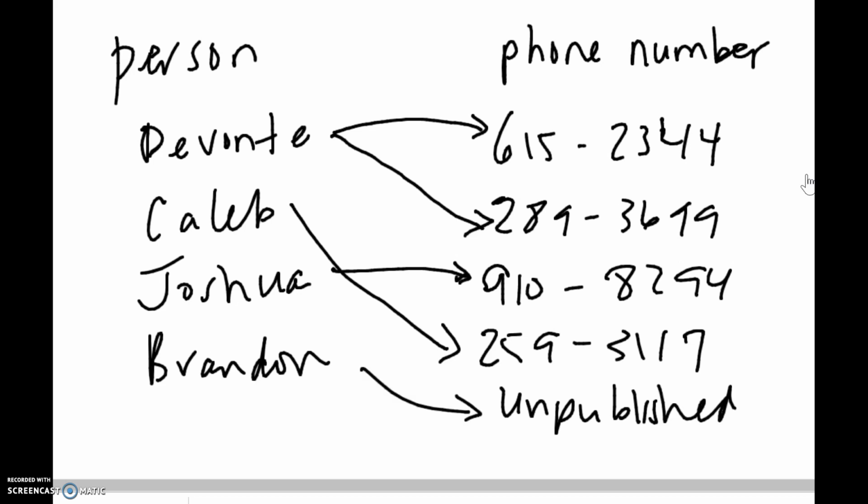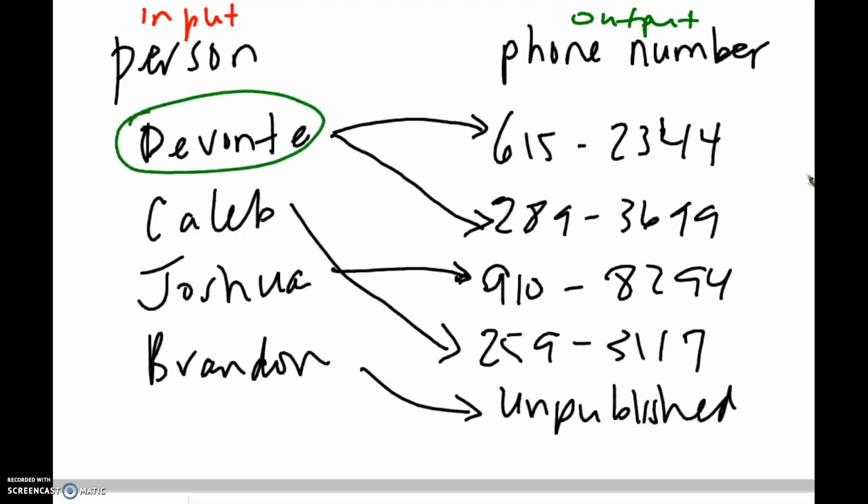Well, look what happens here. The person is the input, the phone number is the output, and in this case, we see that Devontae has two numbers. So Devontae, the input, would repeat because Devontae is associated with the 615 number and also the 289 number. So this would not be a function.